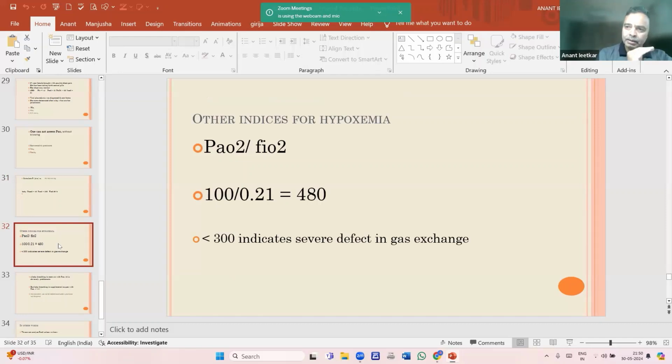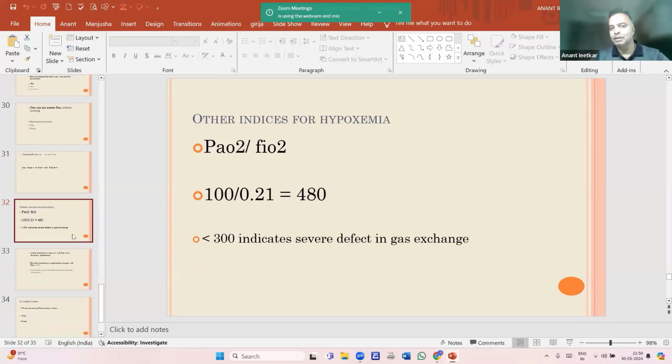Other than AADO2, there are some more indices which indicate hypoxemia. One of them is the PaO2 divided by FiO2 ratio. In routine circumstances, our PaO2 is 100 and FiO2 is 0.21, so the ratio is 480. This is approximately a normal ratio. Less than 300 indicates a severe defect. But AADO2 is a better index than this PaO2 by FiO2 ratio.